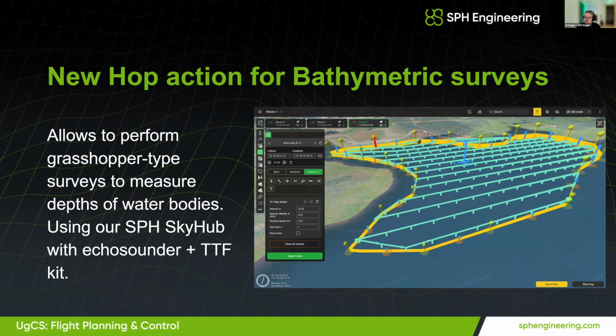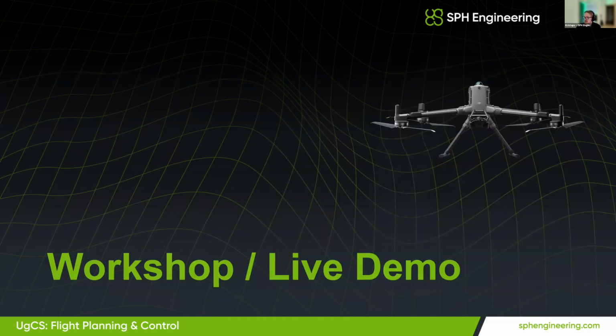Now for this, we have added a new hop action, which does exactly that and allows you to plan these types of missions more easily. You can set the interval, descent altitude, descent speed, and for how long it should wait. It can be used with echo sounders and some other sensors, and there's even a possibility to use water samplers with this. So if you have been doing these missions, or maybe you're considering expanding your business, this is something you can consider. But that's it for the preliminary part of the presentation.